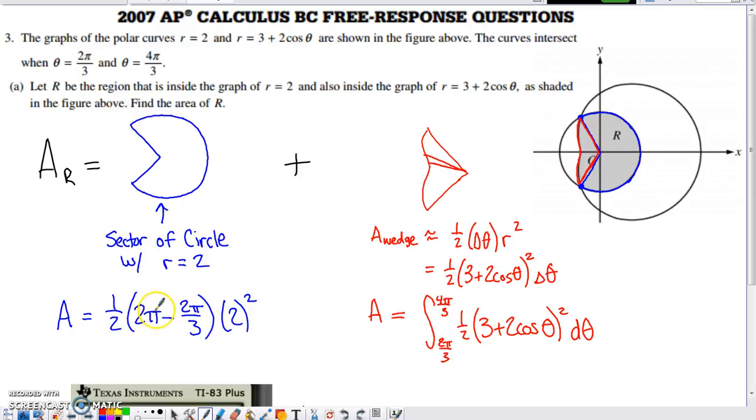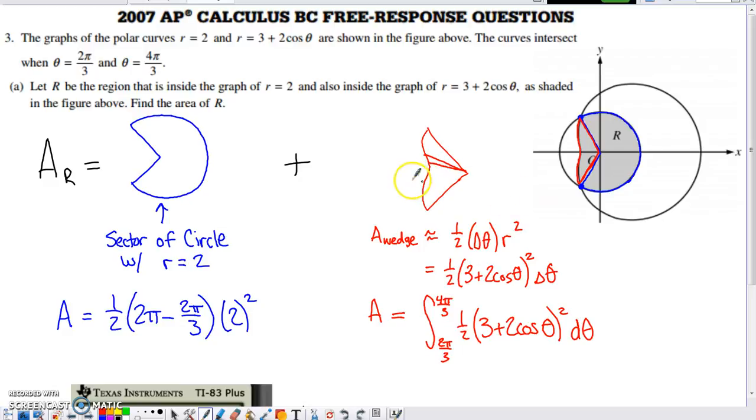And so I just took the full 2π radians of the circle minus the 2π/3, times the radius squared. This computation right here is going to give me the area of the sector of the circle that I have in blue here. Now I also need to account for the area that I outlined in red over here. That's going to be a little bit trickier to handle because this is not circular, on this little wavy portion of the limaçon.